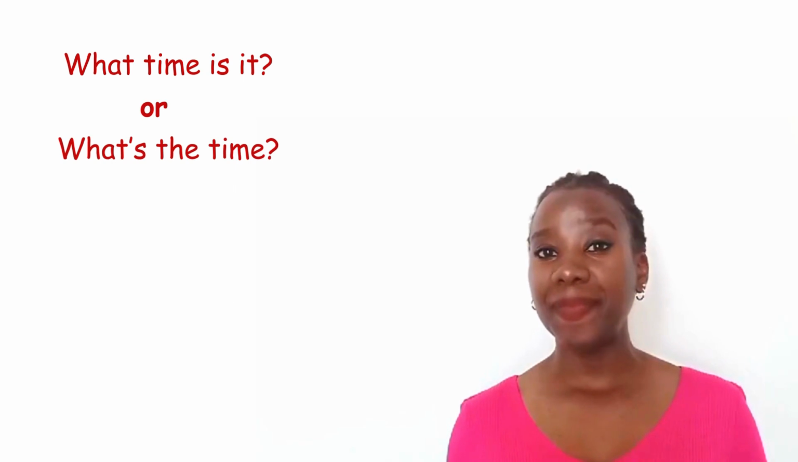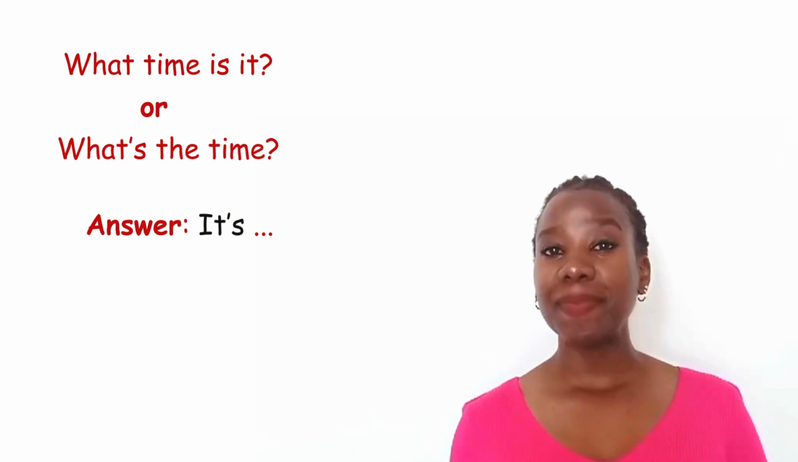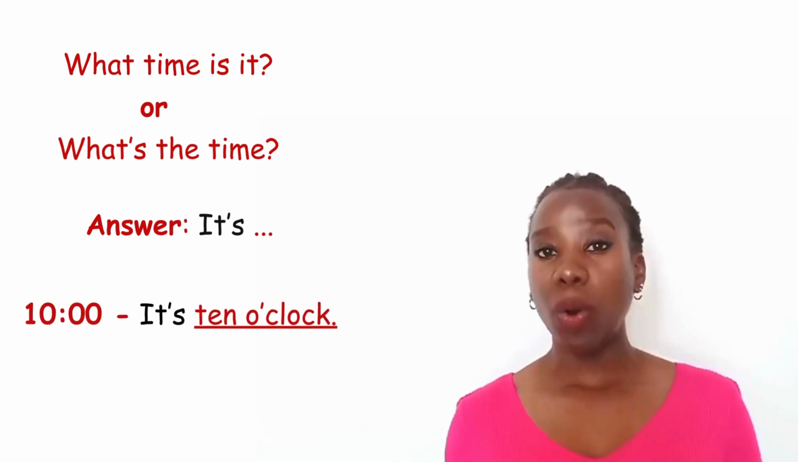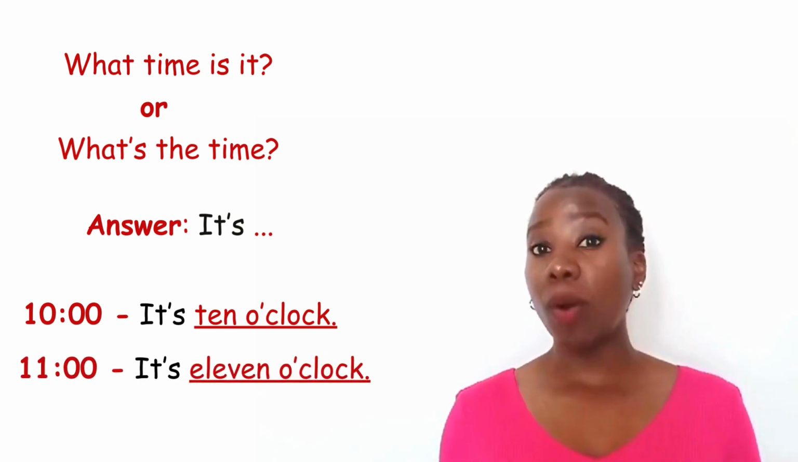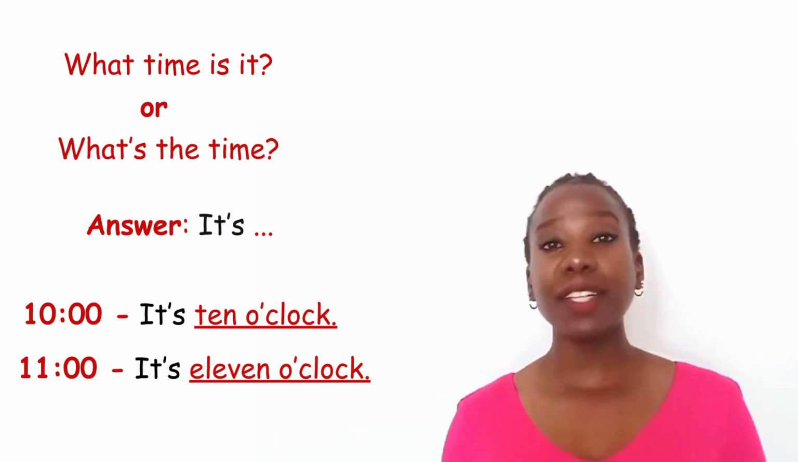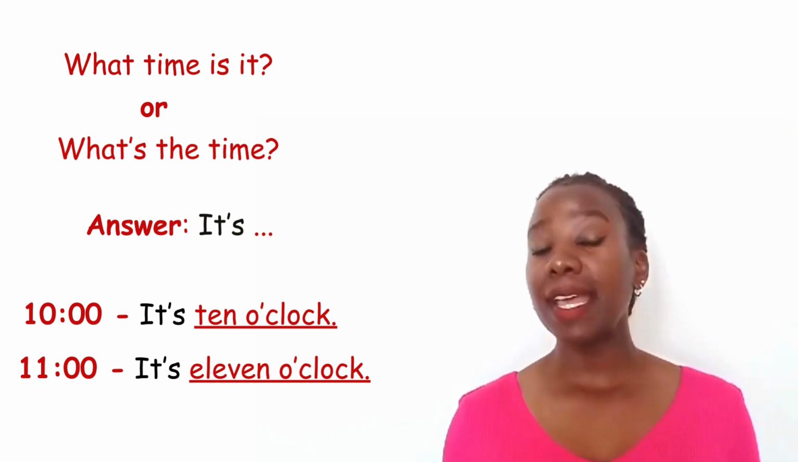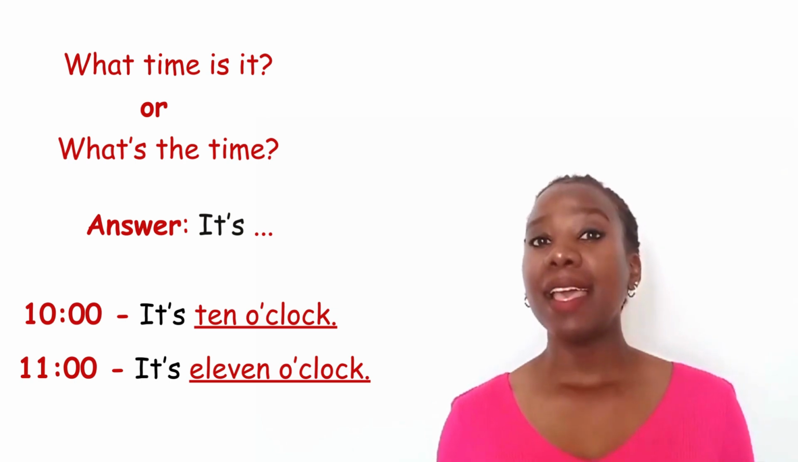When asking time in English, you may say, "What time is it?" or "What's the time?" And when answering, you say, "It's," for example, "It's 10 o'clock," or "It's 11 o'clock." Do we always have to say o'clock? Not really. O'clock is more formal, so we may say, "It's 10," or "It's 11."